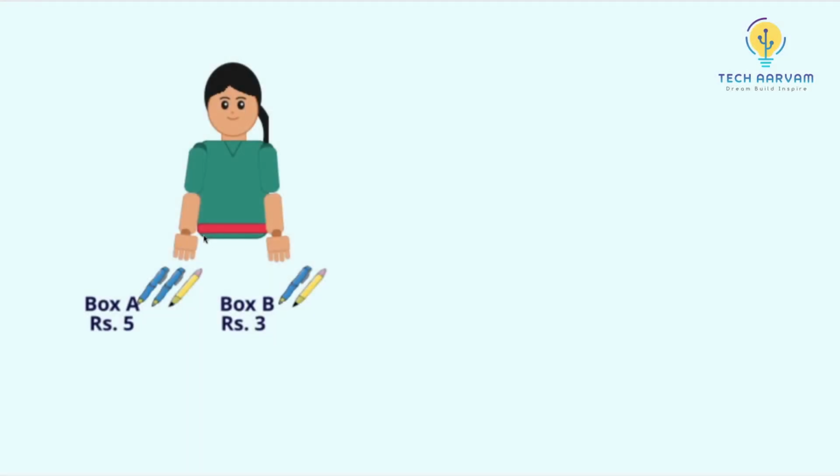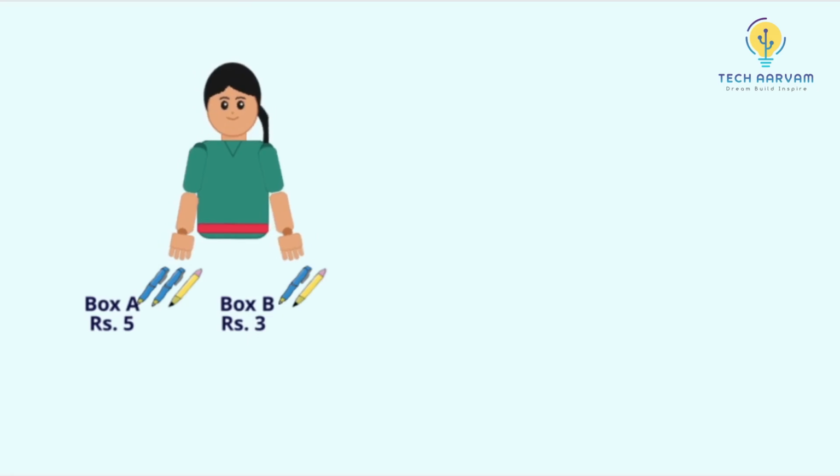Good day, everyone. We are going to introduce basic concepts: matrices, vectors, identity, and inverse. Before that, let's introduce Ellipsa here. Ellipsa is in a shop. She is looking at box A priced at rupees 5 and box B priced at rupees 3. She wants to find the price of one pen and one pencil.